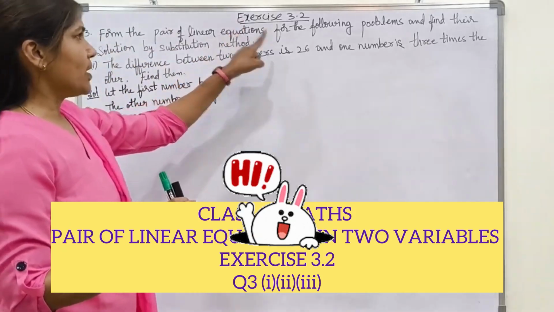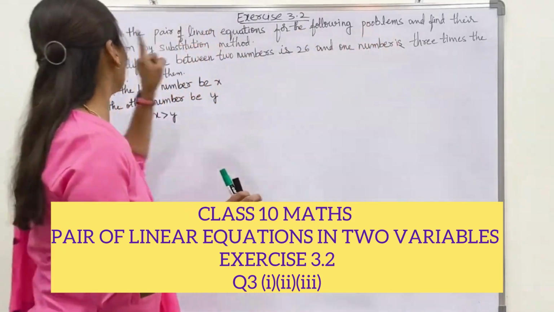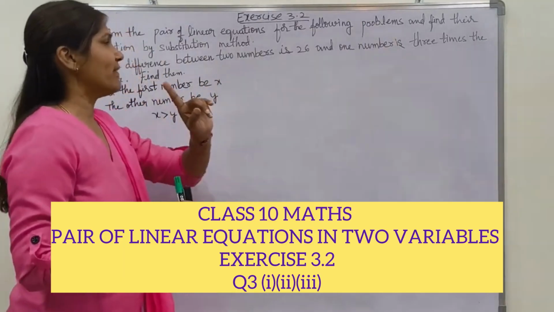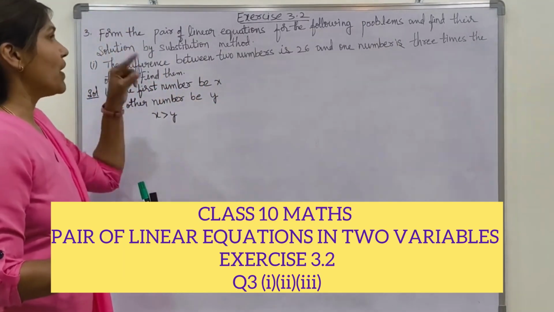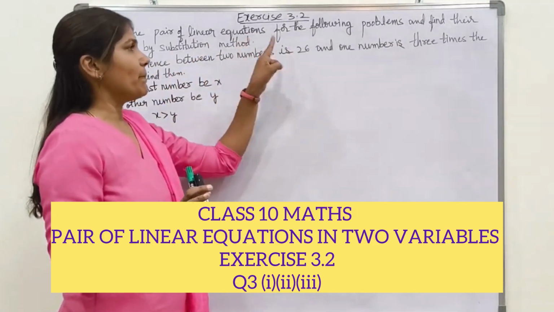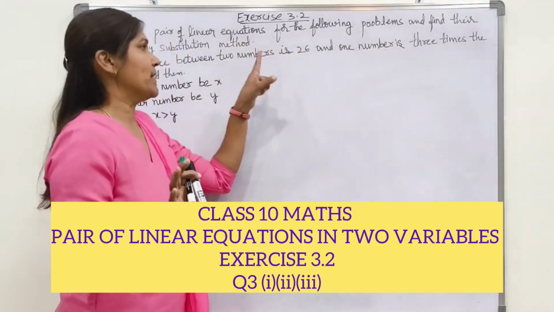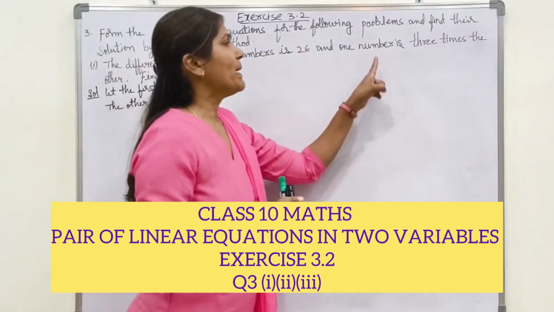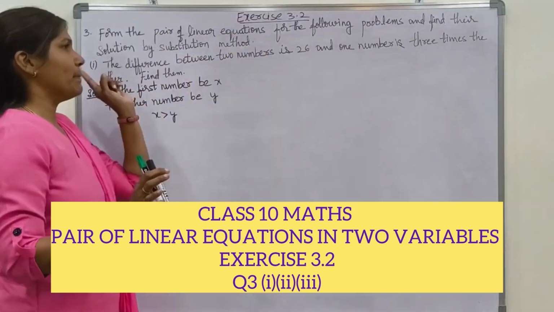Form a pair of linear equations for the following problems and find their solution by the substitution method. The question is given in words, but we have to form the equation and solve. The difference between two numbers is 26. Difference means what? Minus. The difference of the two numbers is 26. One number is 3 times the other number, find them.